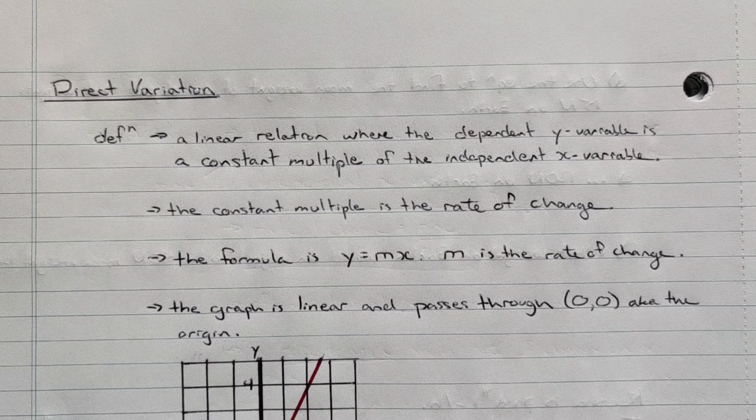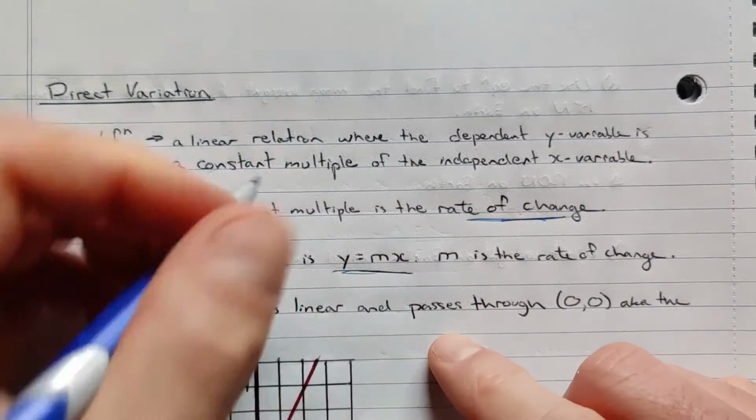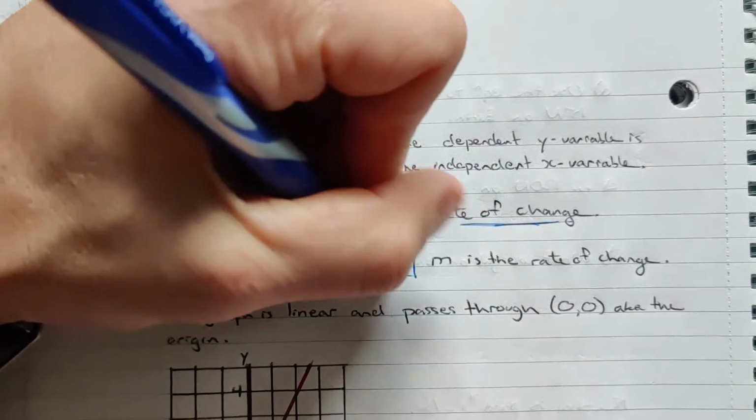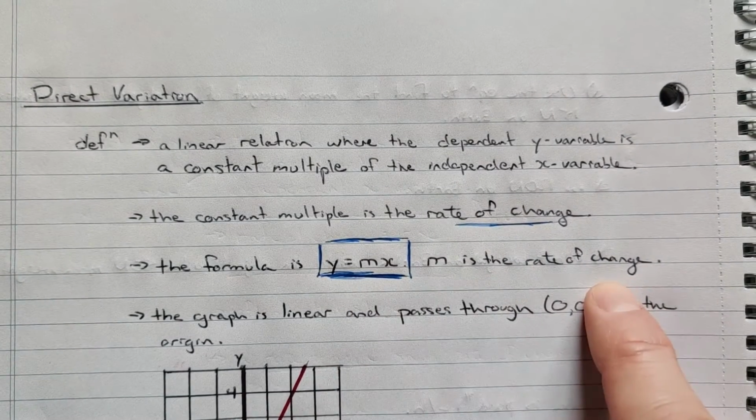We're going to look at that in this section. The constant multiple happens to also be the rate of change, which we spoke of in the previous lesson. That rate of change is the constant number that we multiply x by to get the y value. So the formula in general is y, the dependent value, equals m times x, x being our independent or horizontal value. M is the rate of change.